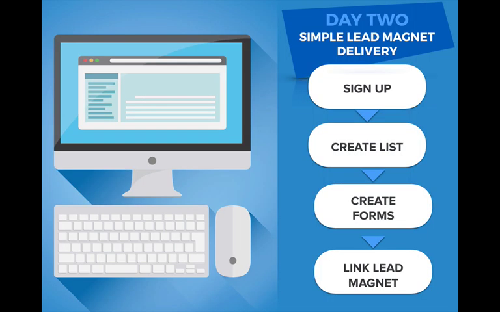Now I've developed a simple lead magnet delivery process. Works great with all providers. I'm going to illustrate it today in MailChimp because it's free and anybody can jump on right away with it. It starts with the sign up process. You sign up for a free account. You create your list. You create your lead intake forms, which is your subscription form, the confirmation form, and the confirmation emails. And you link your lead magnet to those confirmation emails and your thank you pages.